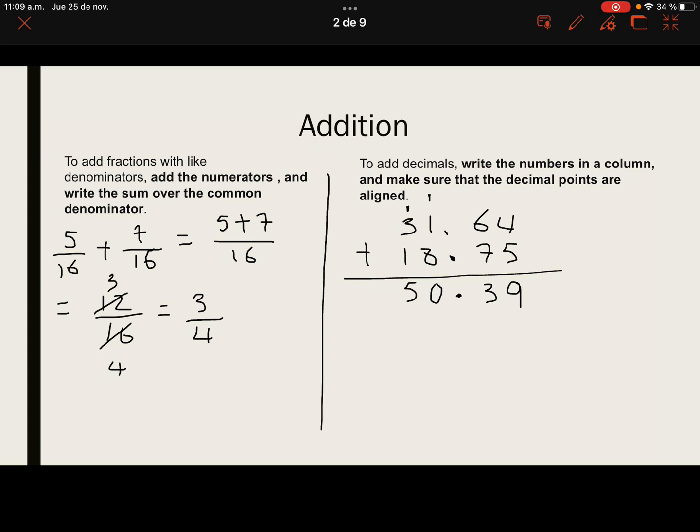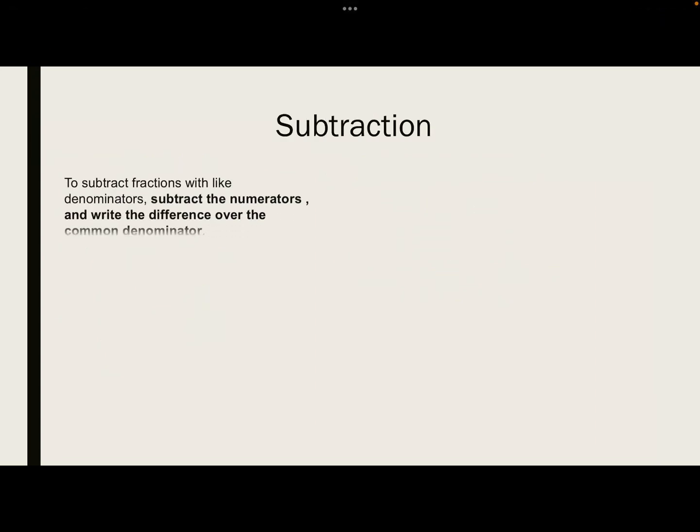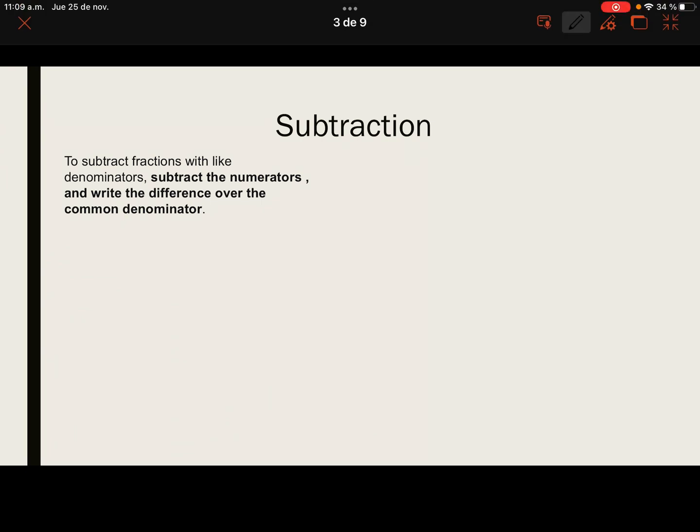Okay, let's continue now talking about subtraction. To subtract fractions with like denominators, subtract the numerators and write the difference over the common denominator. Then the strategy is exactly the same, but we have to subtract, not add, in this case. Then 5 over 16 minus 7 over 16. Remember, the strategy is to write the difference at the top, then 5 minus 7, and put it over the common denominator, then over 16.